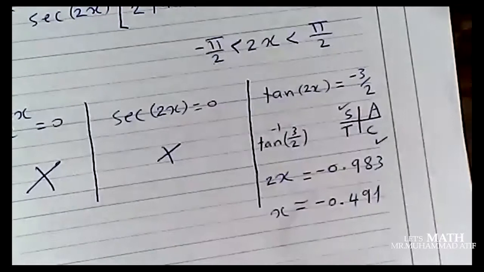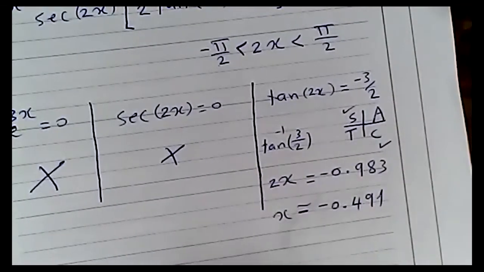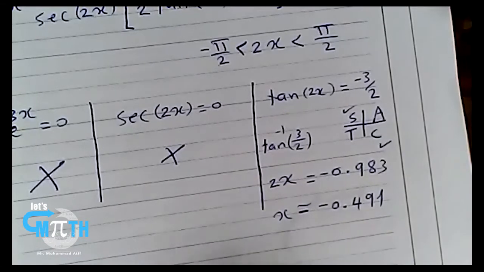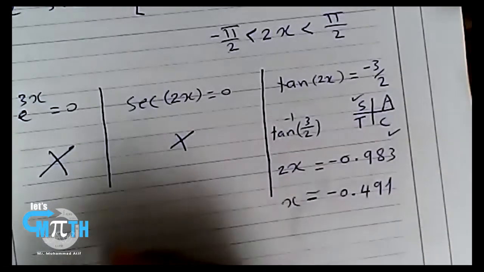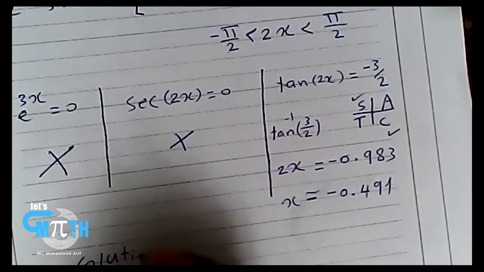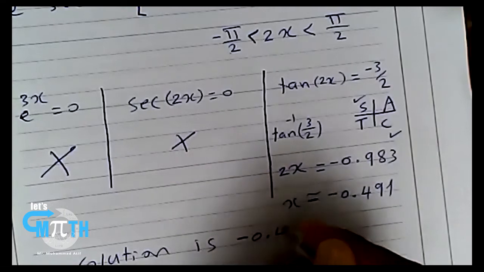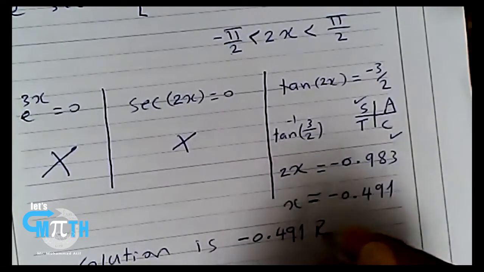This is existing in the range of x between negative pi over 4 and pi over 4. This is a check you have to do. So the solution is negative 0.491 radian only.